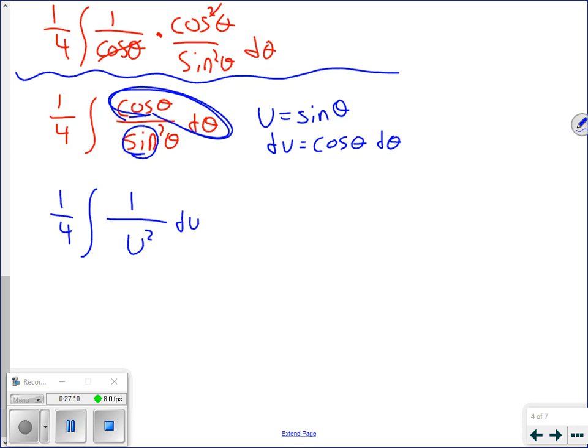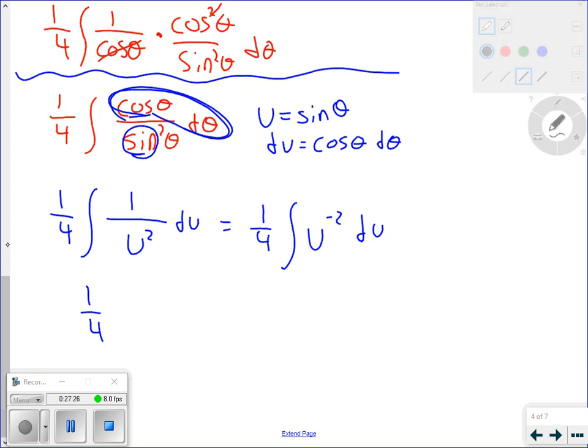All right, so this is the same thing as 1/4 integral of u to the negative second du. And that integrates to, sorry, I'm going to go ahead and integrate it. I apologize. Integration of u to the negative second. Add 1 and divide, so that would end up making it negative 1/4, and then u to the negative first, and then just plus c.